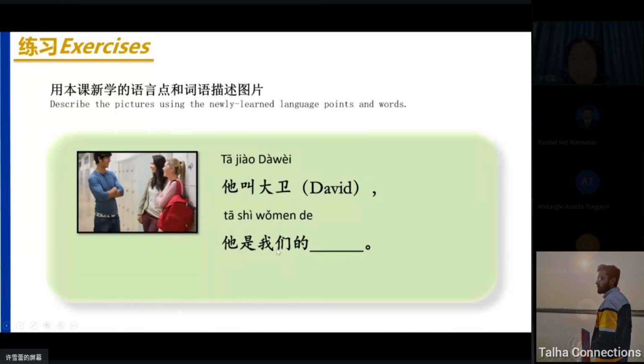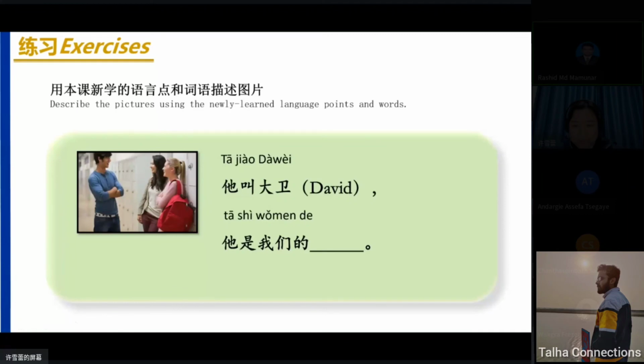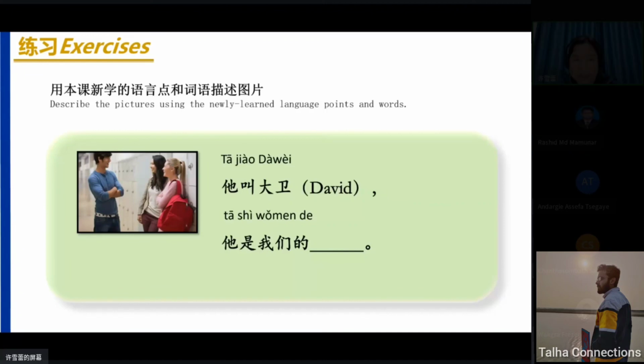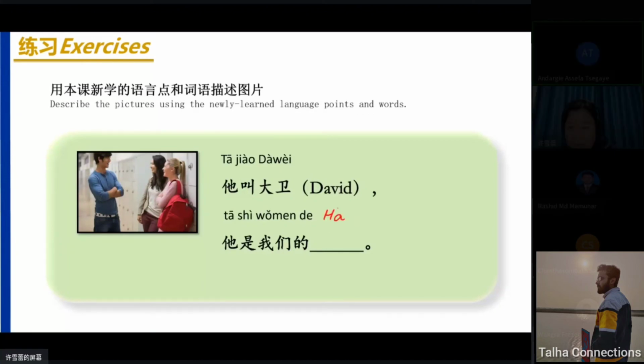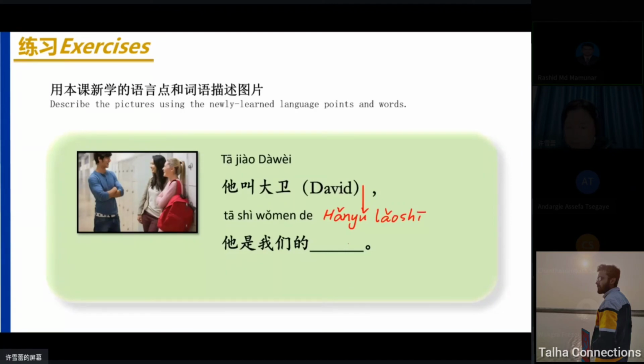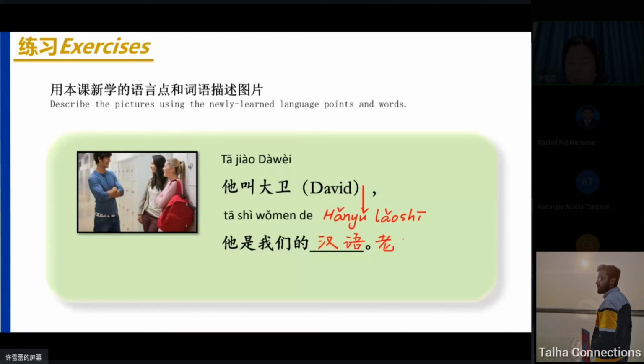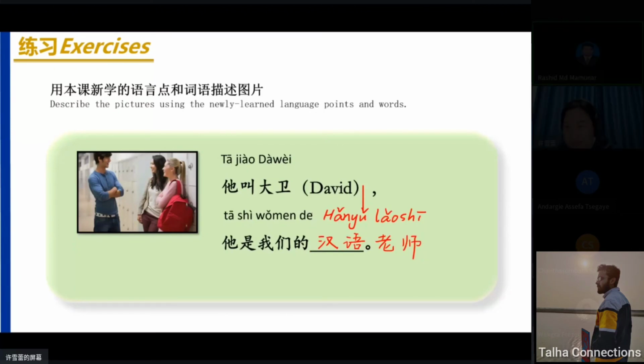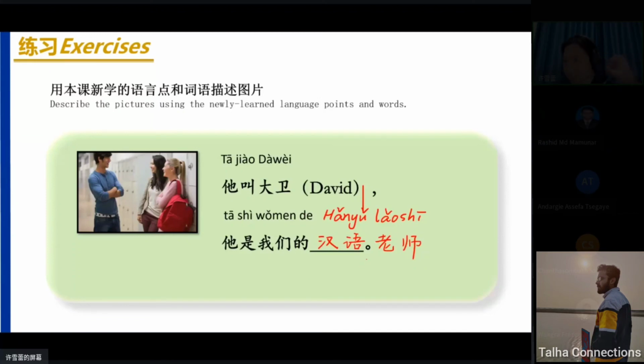Now, what about he is our Chinese teacher? 他是我们的 Chinese teacher. Can you tell me? He teaches the Chinese language. Yeah, that's his job. Chinese language in Chinese. Remember, we learned it just now. 汉语, right? 他叫大卫. 汉语老师. Yeah, the characters 汉语老师. 他是我们的汉语老师. 他叫大卫，他是我们的汉语老师. Very good.